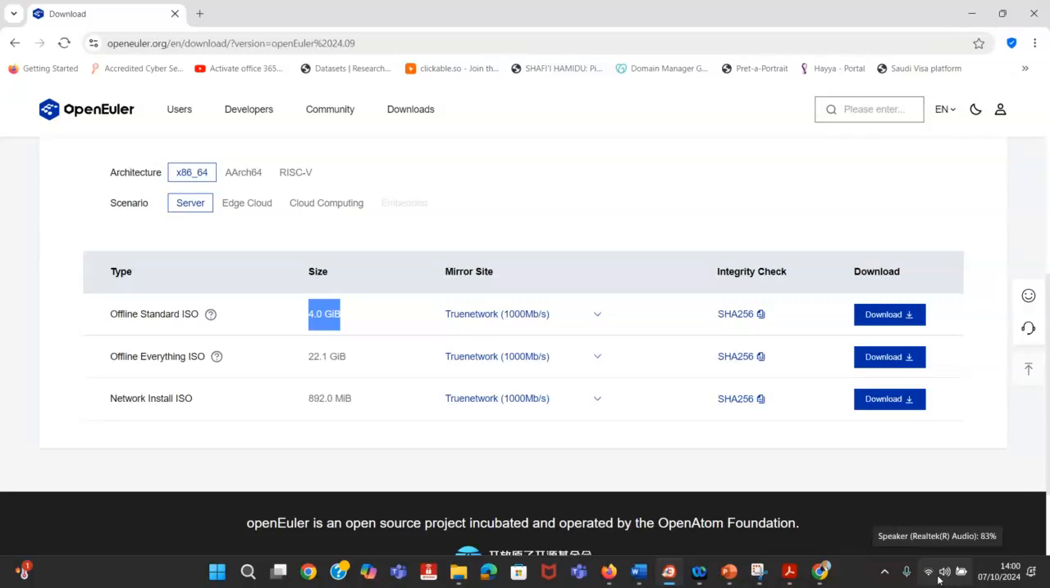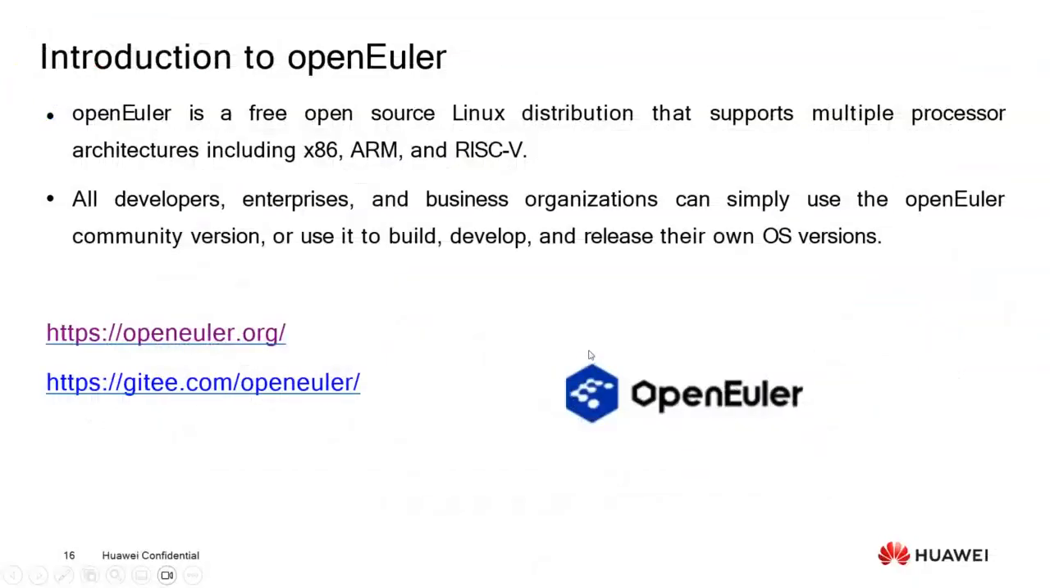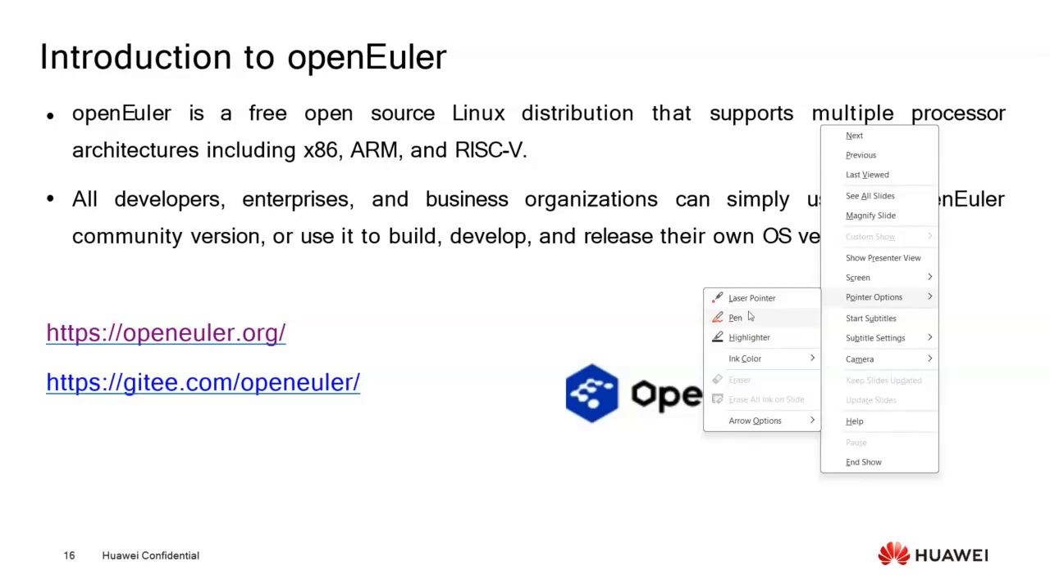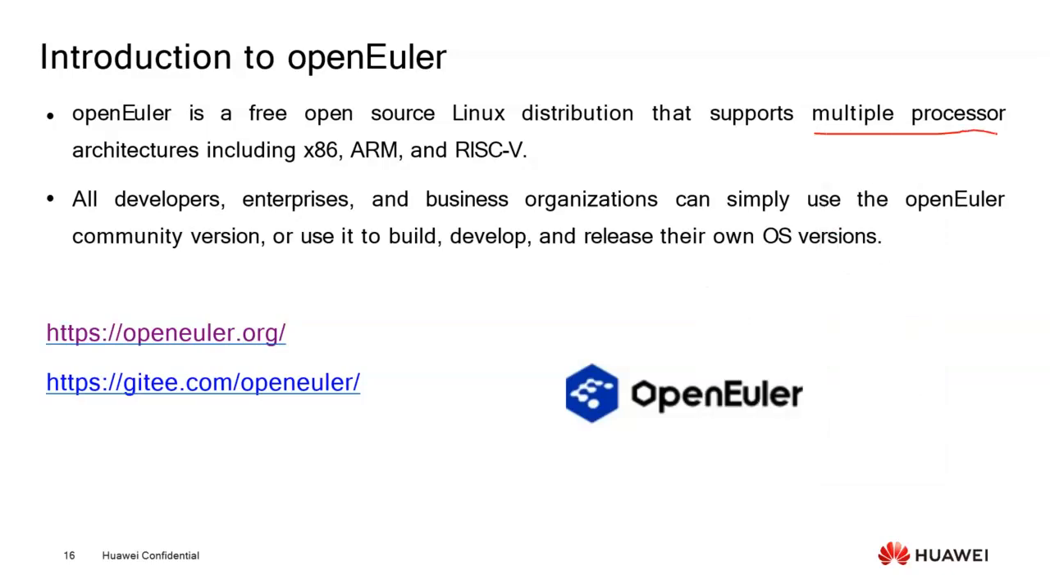Yeah, so this is the website just to show you and give you an idea of how it looks. Yes, so OpenEuler is also a multiprocessor architecture. It has x86 and ARM features in it.